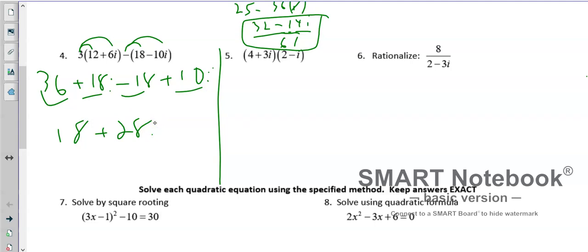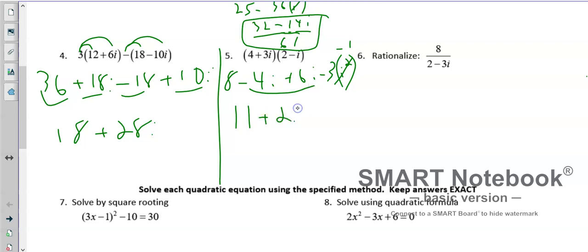All right, so number 5. We need to FOIL, double distribute, whatever. 4 times 2 is 8. 4 times negative i is negative 4i. 2 times 3i is 6i. And at the end, the tricky part, negative 3i squared. But remember, i squared is really negative 1. We're just going to turn the negative 3 into positive 3, which I'm going to combine with the 8 to get 11. And on the inside, 6i minus 4i is 2i.